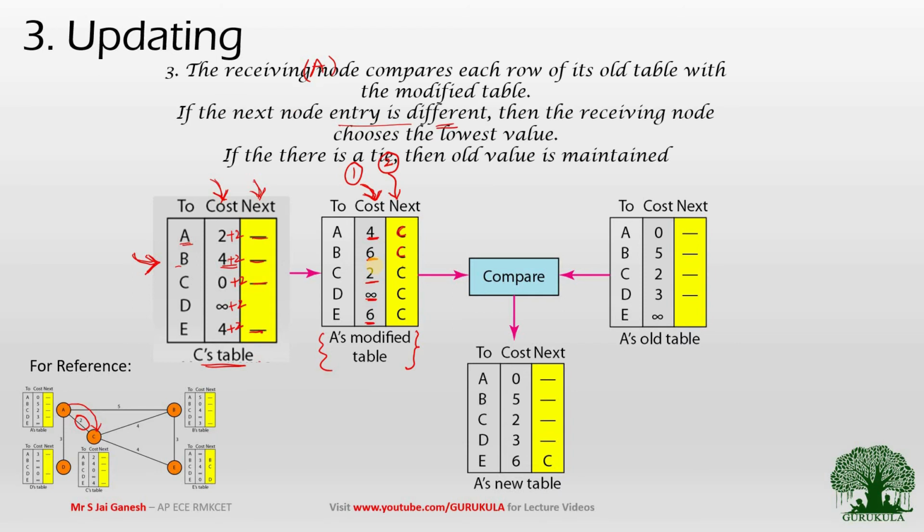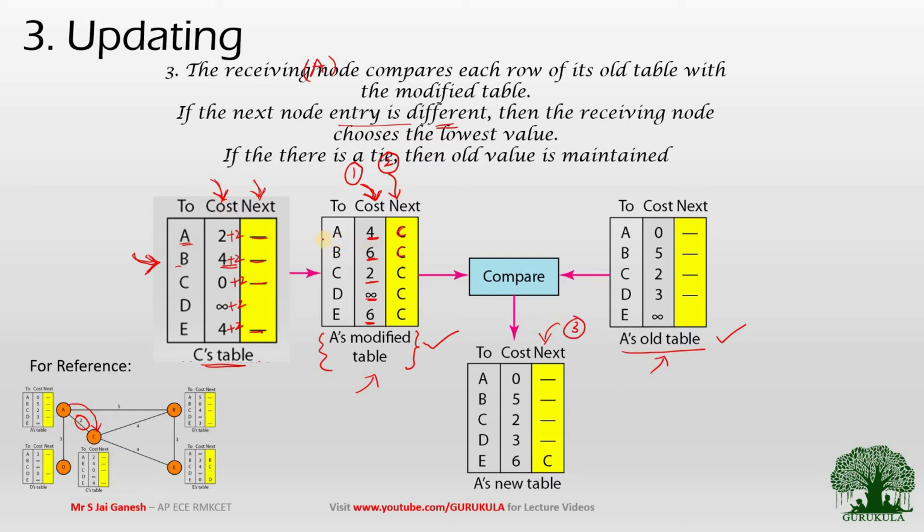And what's the next step? The receiving node compares each and every row. So now you have two copies of the table at node A. One is A's old table, which you already had, created during the initialization stage. And now after sharing an updation, you have a modified table. So you have to compare this table with this table, and then create a final table. This is step 3, and while completing it, you will be comparing these two tables.